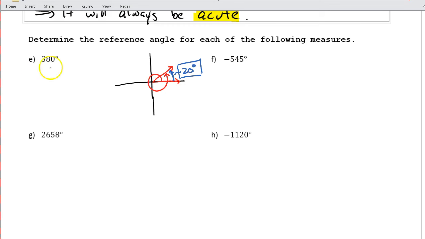In this case it does happen to be 380 minus 360, but I think if you can use the diagram to help you, it's going to be a lot easier. Because as you figure out how to draw that, you're going to be figuring out your solution with it. So let's move on to the next one. We have negative 545.